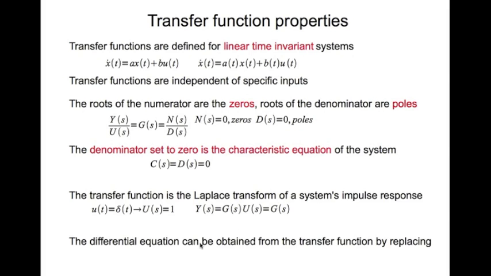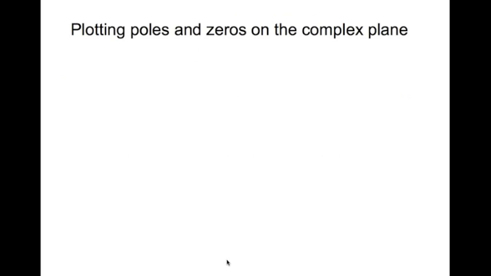The differential equation can be obtained from the transfer function by replacing X(s) by x, sX(s) by x dot, s squared X(s) by x double dot, and so on and so forth. Now, another very important thing is to visualize the poles and zeros of the system, and for that we'll plot these poles and zeros, which in general are complex numbers, in the complex plane.